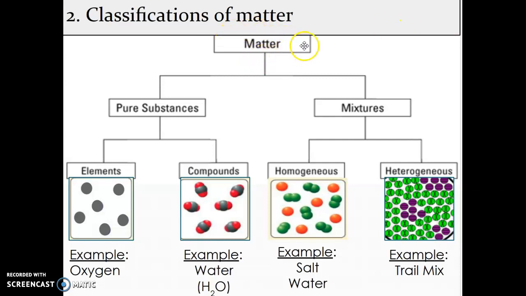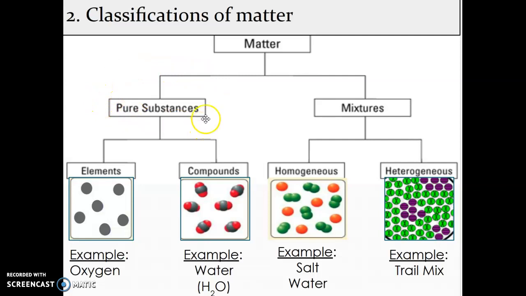Okay, so we know that matter is anything that has mass and takes up space. Simply put, matter is stuff. And to help us study all of the stuff in the universe, it's helpful to organize or classify matter into different categories.